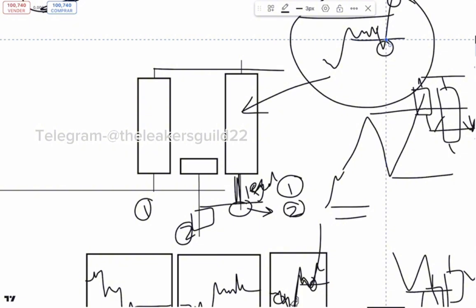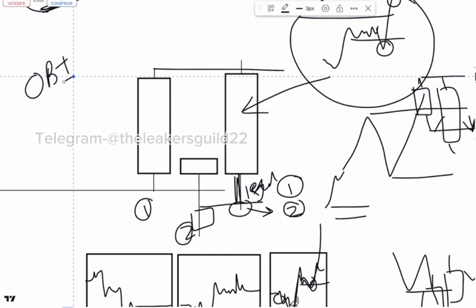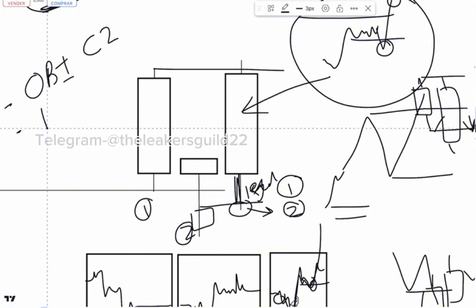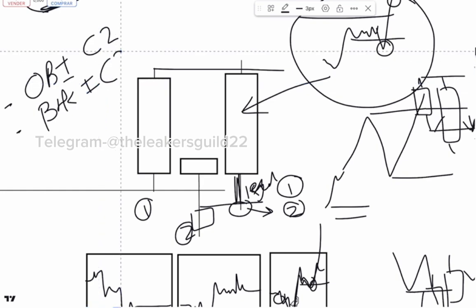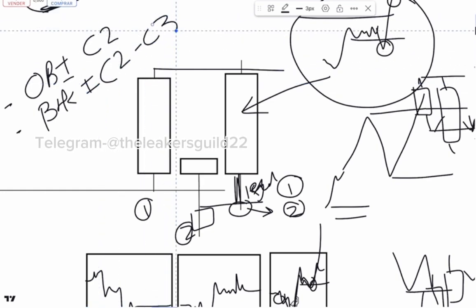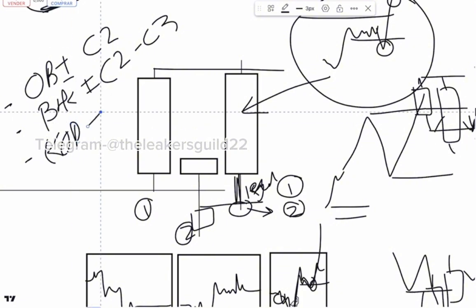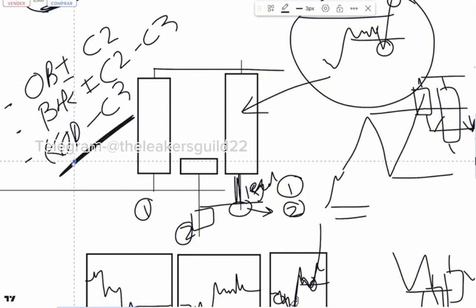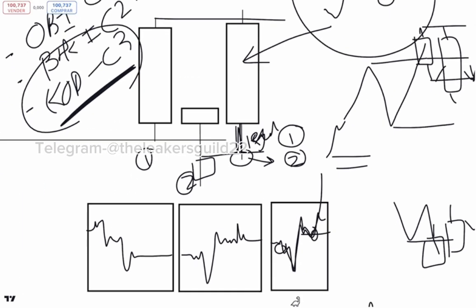So those are the three entries you have. You have model number 1 in candle number 2. And you have a breaker / OTE in candle number 2 or 3, usually 3. And you have the Kiss of Death turtle soup in candle number 3. This is my favorite, right? And I'm looking forward to seeing many of you using this one. Right?